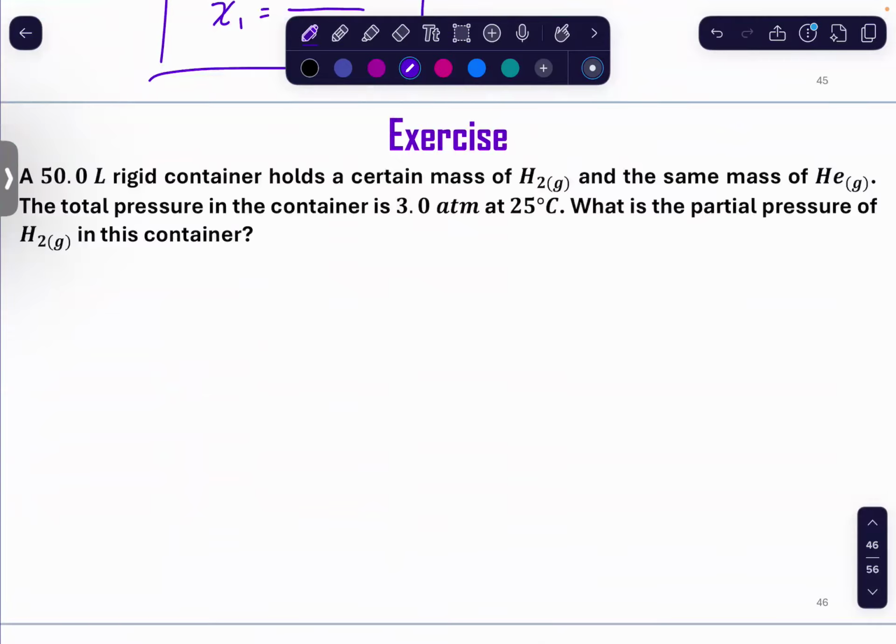Okay, exercise. A 50-liter rigid container holds a certain mass of H2 and the same mass of helium. That's great. We don't know what those masses are. The total pressure in the container is 3 atmospheres at 25 Celsius. What is the partial pressure of H2 in this container? So I only need one of the partial pressures. This is kind of a fun problem.